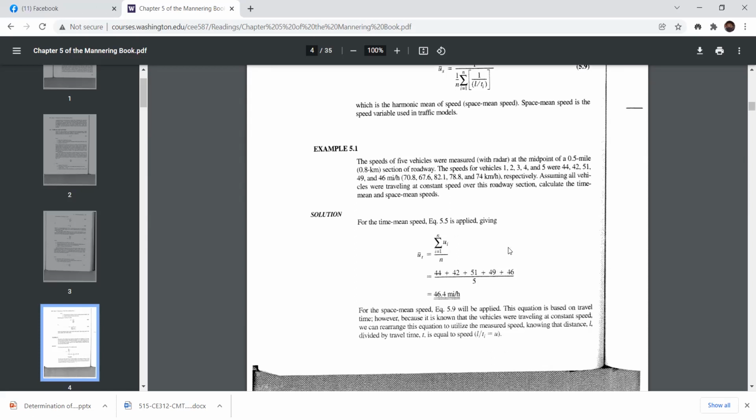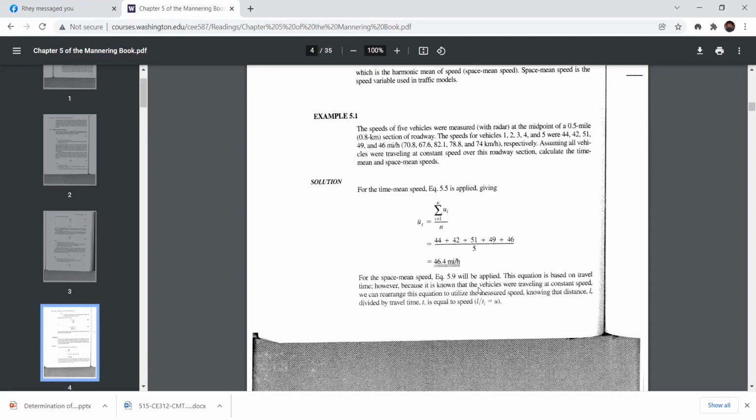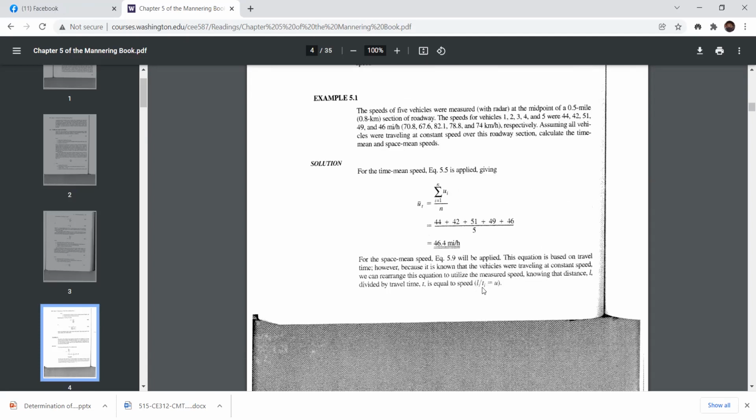Equation 5.5 is applied using this formula. You can substitute the speed of each vehicle: 44 plus 42 plus 51 plus 49 plus 46, then divide by 5. So the answer is 46.4 miles per hour.